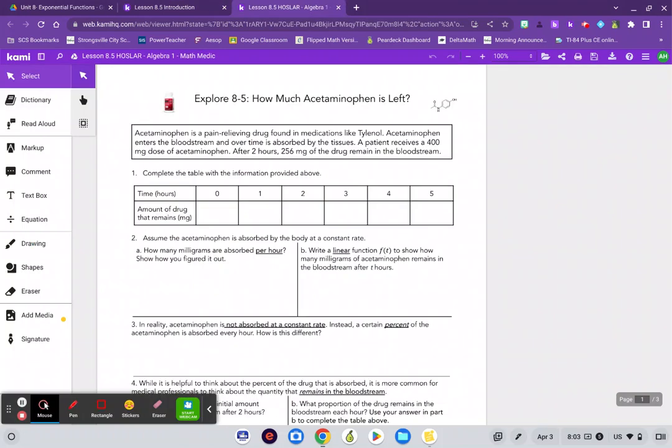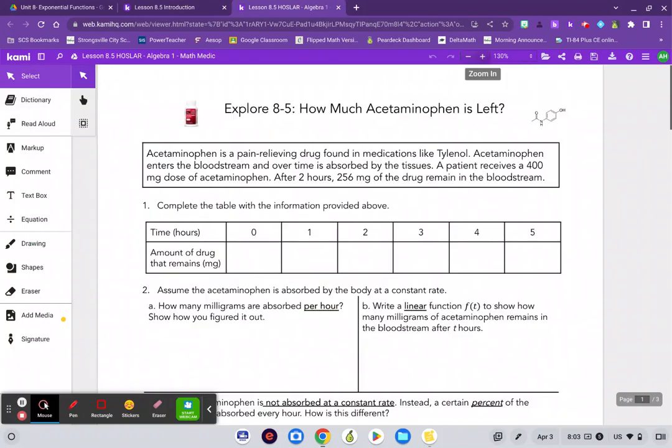Our lesson says, we are exploring how much acetaminophen is left. Acetaminophen is just Tylenol. It is a pain-relieving drug found in medications like Tylenol. Acetaminophen enters the bloodstream and over time is absorbed by the tissues. A patient receives a 400 milligram dose of acetaminophen, and after 2 hours, 256 milligrams of the drug remains in the bloodstream. So I'm going to complete the table with the information provided above.